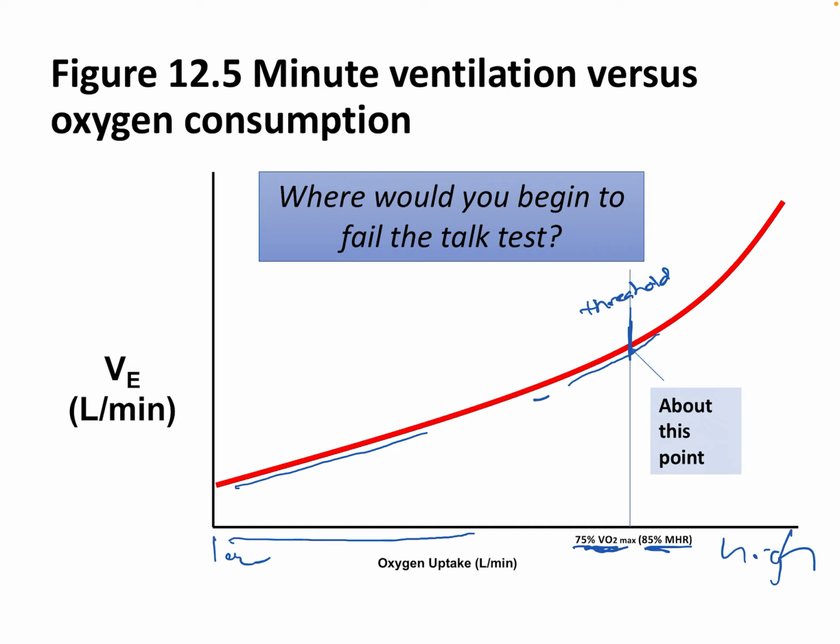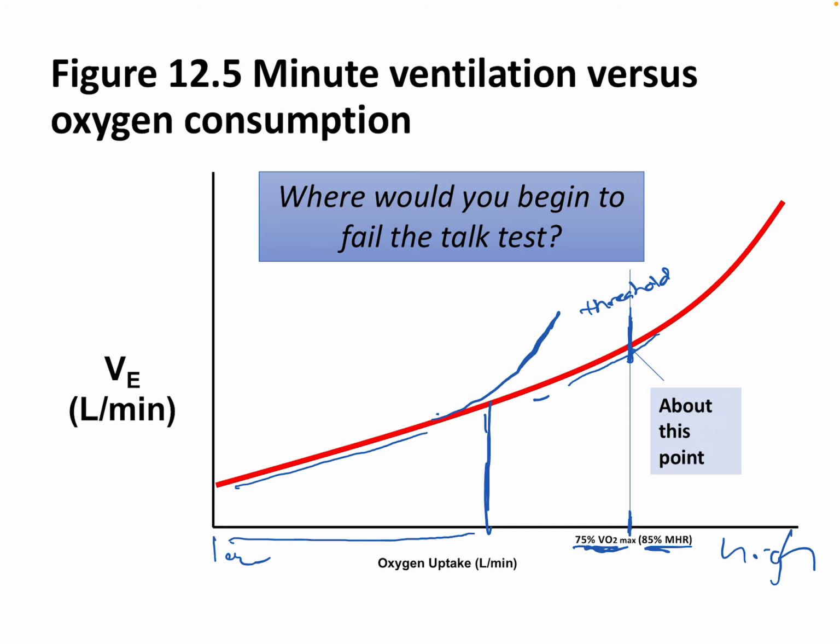If someone's working harder and harder and they were talking, say they're running and they're talking with their running partner, but they're increasing their speed, eventually they're going to reach an intensity where they can no longer talk. They're going to fail the talk test. So in this slide, it's around 85% of their maximum heart rate. Someone that is less trained, we might see the curve come up even sooner than that. It might be maybe around 65% or so of their max heart rate.